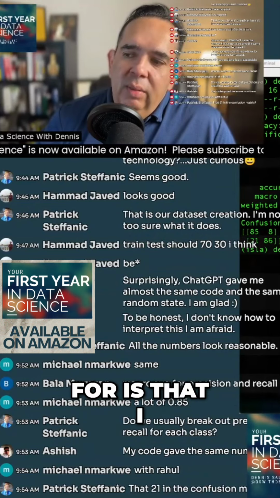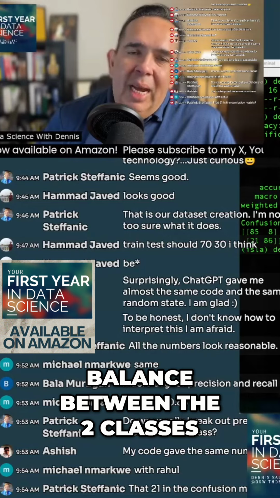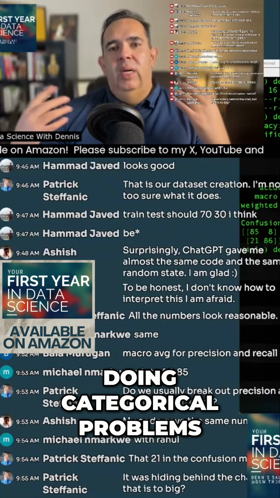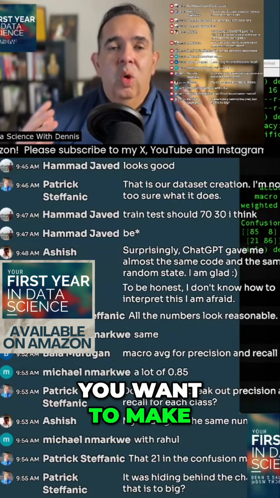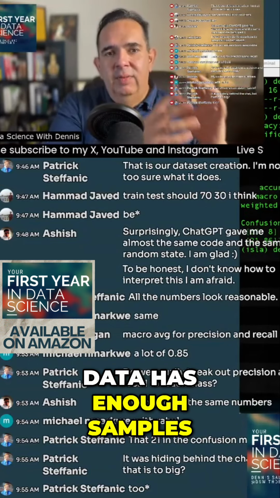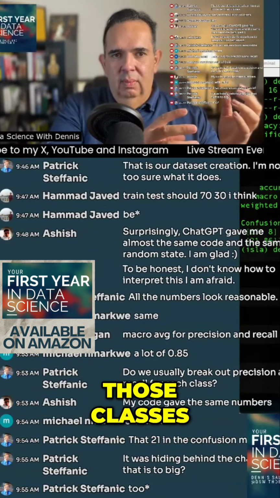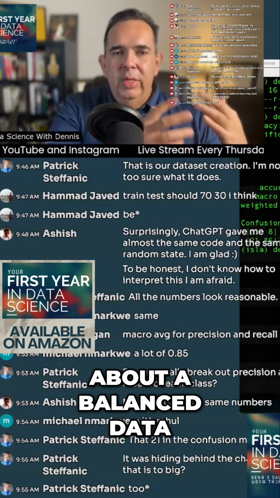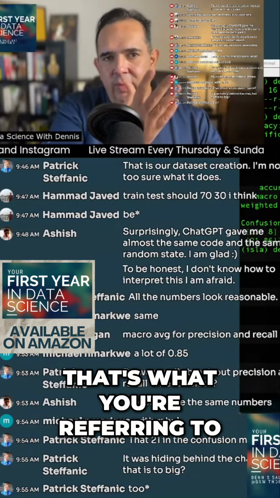And what I'm looking for is that I want to see a balance between the two classes. So when you are doing categorical problems, classification problems like this, you want to make sure that your training data has enough samples that represent each of those classes, right? It's what's known as balancing. So when you hear about a balanced data set or a balanced training set, that's what you're referring to.